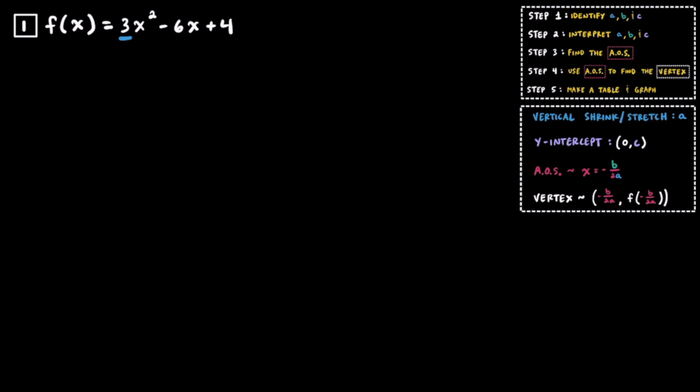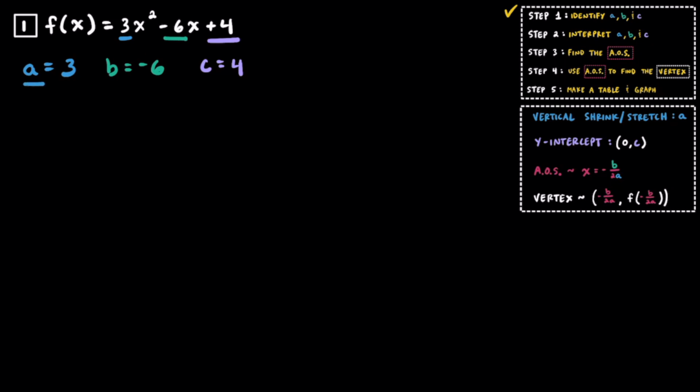This 3 here is going to be a, so I'm going to write a equals 3. After that, we have this b term of negative 6, so we're going to say b is equal to negative 6. And then finally, we have the c term of positive 4, so we're going to say c is equal to 4. Step 1 is now complete.